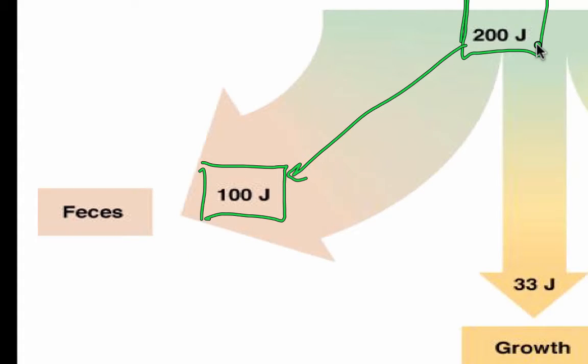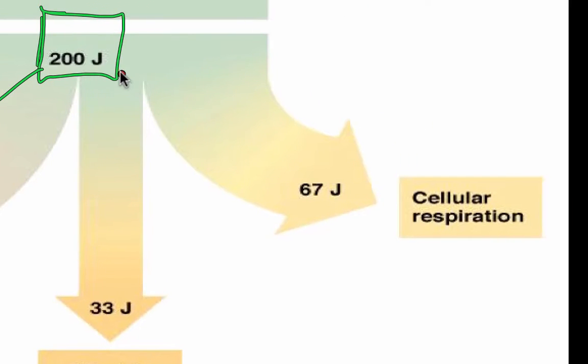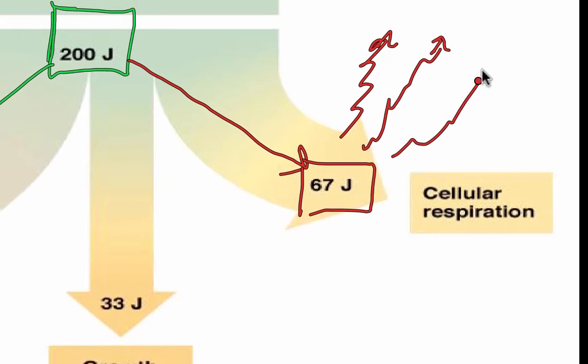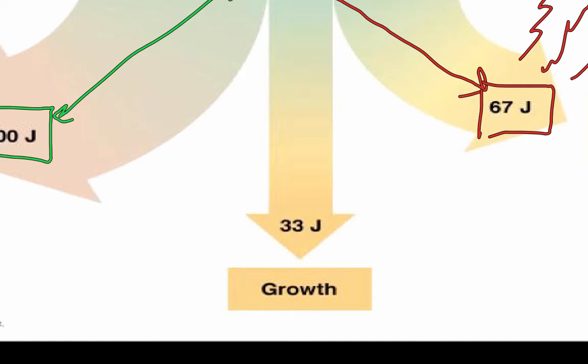Then, as we move on, we're going to change the color here, red for respiration. This energy here, 67 joules worth, is going off in this other direction as cellular respiration. So we can show this off as heat. This energy is being eliminated off in that direction.